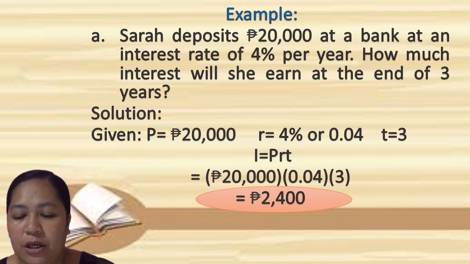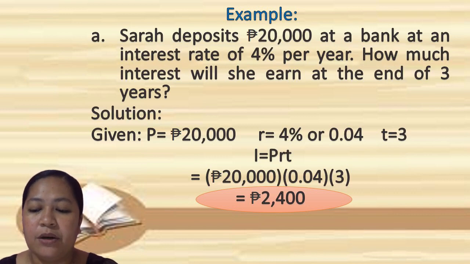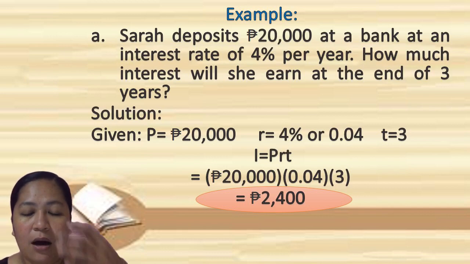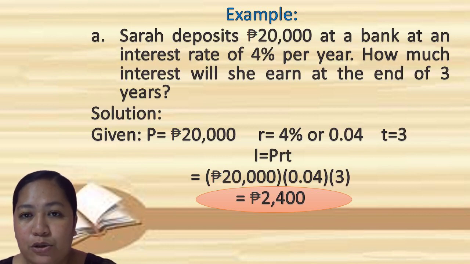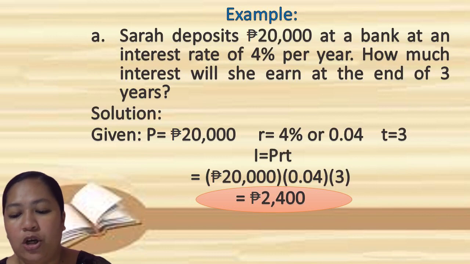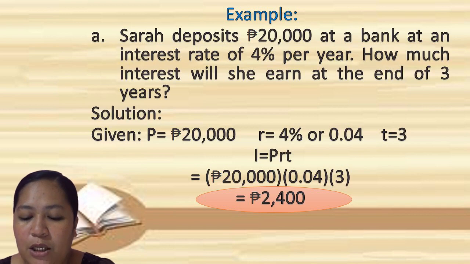So another example here. Sarah deposits 20,000 at a bank at an interest rate of 4% per year. How much interest will she earn at the end of 3 years? The given principal amount is 20,000. The rate is 4%, or 0.04. And then the time is 3 years. Since it's 3 years, we don't need to divide 3 by 12 or by 365, since this is in years.